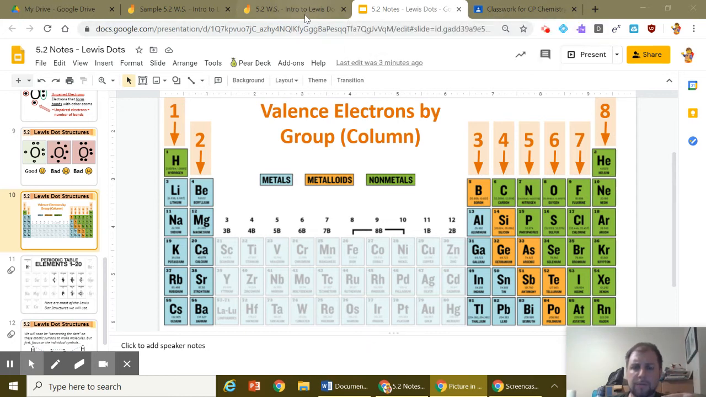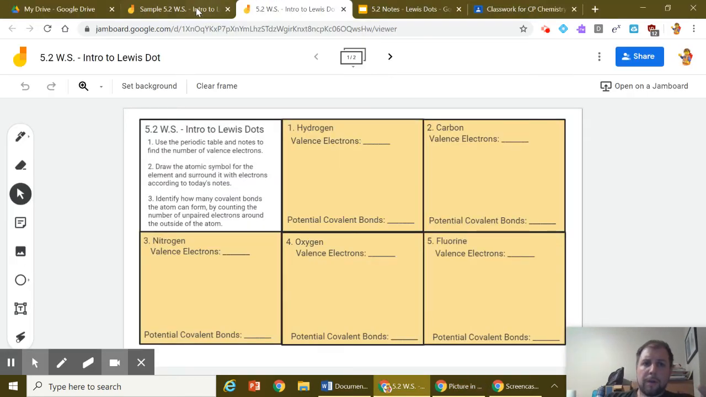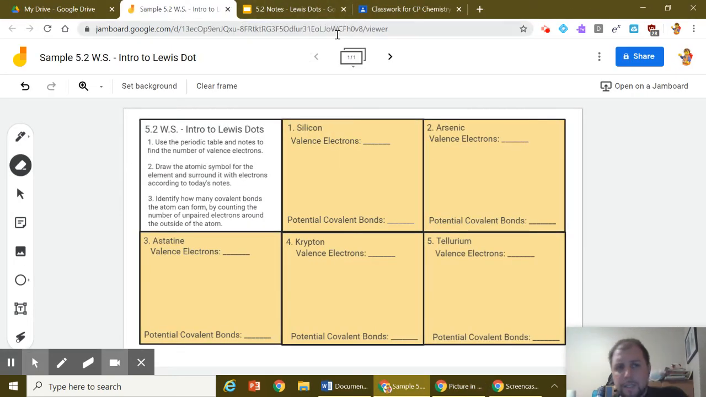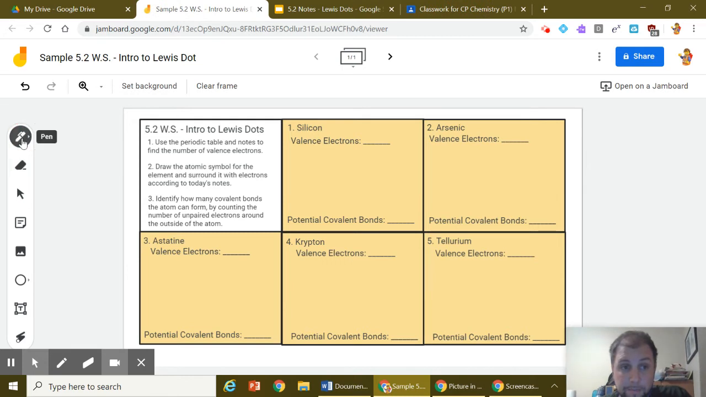Okay, so here we go. Let's do this Intro to Lewis Dot Structure worksheet. I did this in a Jamboard because you're going to be doing a lot of drawing, and you can draw on a Jamboard using your mouse. All you have to do is click the pen symbol and then draw anywhere on the Jamboard. If you have a touchscreen laptop from the school, that works great. You can use your mouse, that's also great. If none of this works for you, then I recommend that you write it on a separate sheet of paper and then just take a picture and attach it.